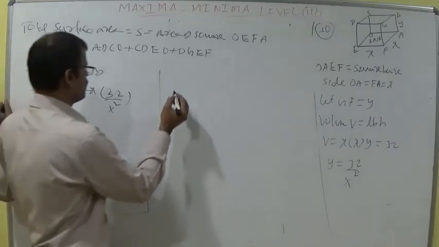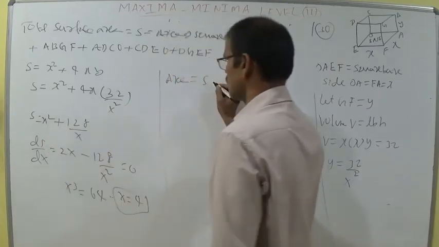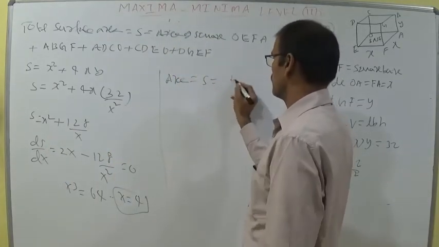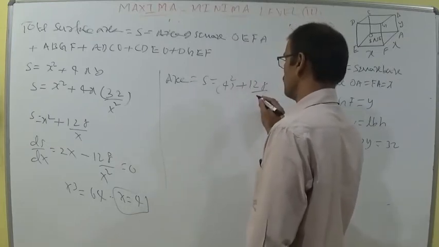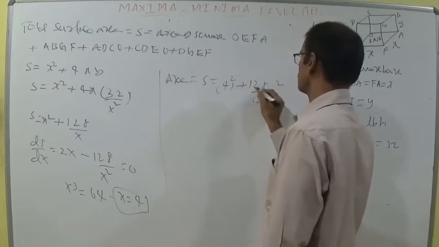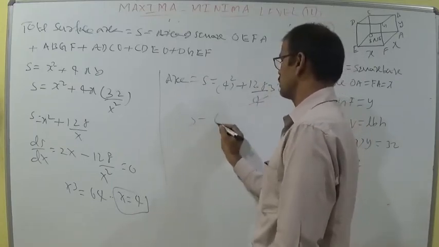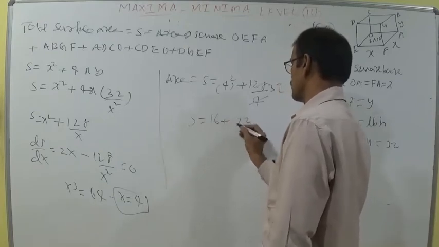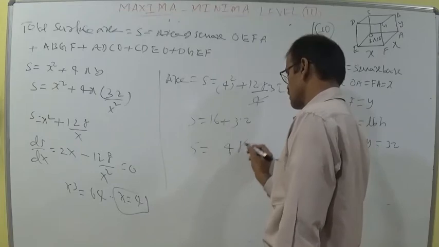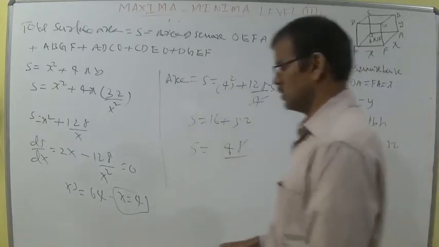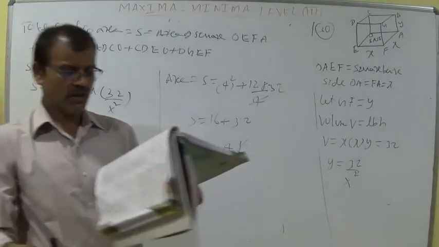Now if you need the area, I am writing the surface area S like I had written. Here you can write 4 square plus 128 by 4. So this is 32, students, this is 32. So 4 square value is 16. So total area S is equal to 32 plus 16, which became 48. So 48 is the area here.